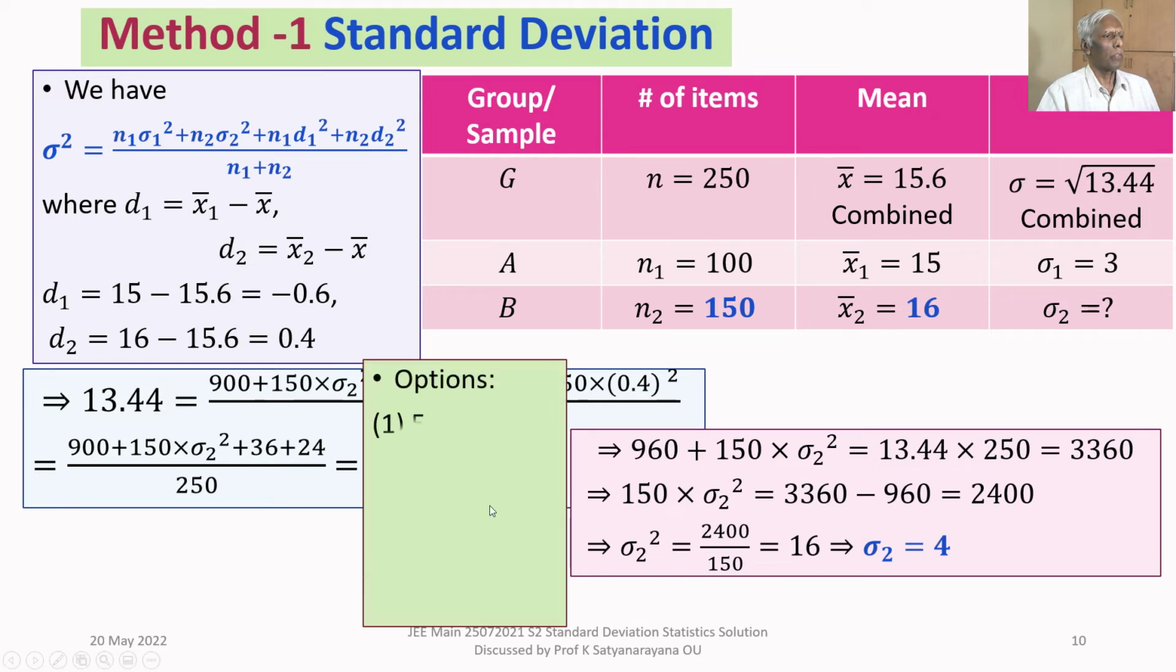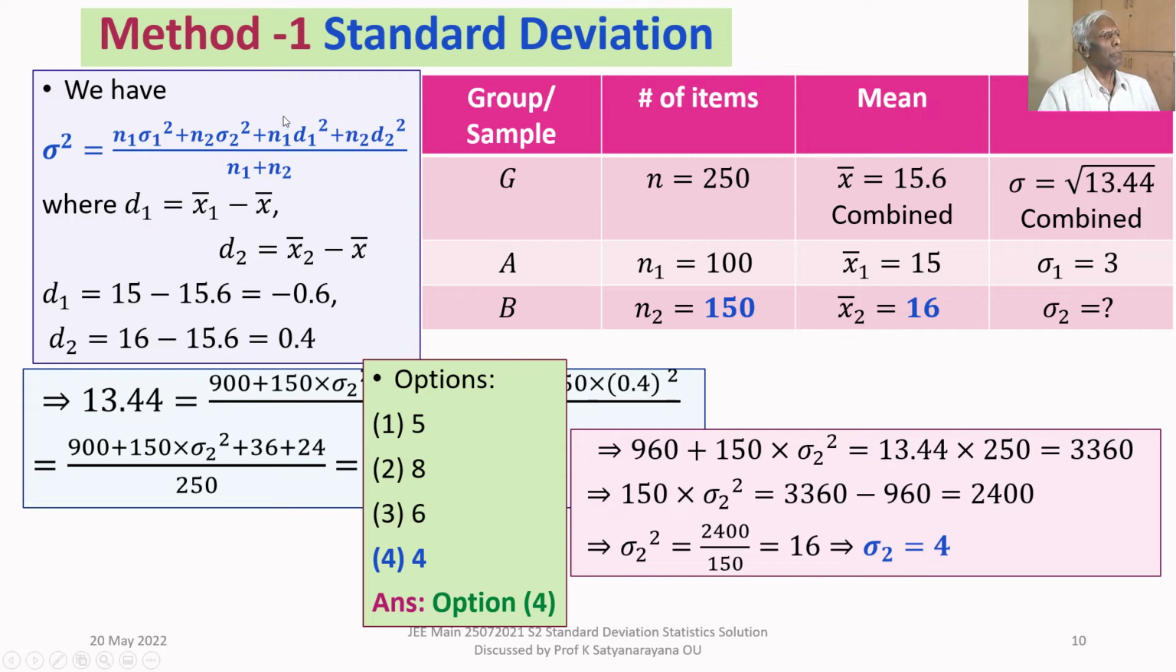So what are our options? And our answer, sigma 2 is equal to 4, appears against option 4. Therefore, our answer is option 4. So that is by the method 1, where we have used this formula.